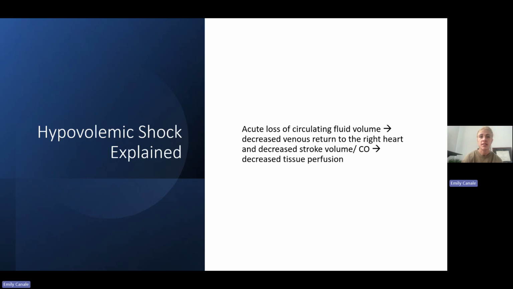So again, we have a decrease in fluid volume. So we're going to have decreased cardiac output, which is ultimately going to lead to decreased tissue perfusion. So we're not getting oxygen to the tissues. So initially, what's going to happen, again, we have that acute loss of volume. So your heart is going to try and compensate with that. It's going to increase the heart rate. It's going to try and pump blood through to increase the cardiac output.